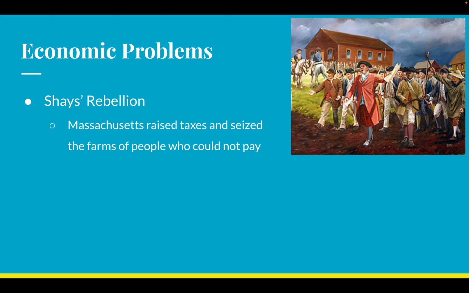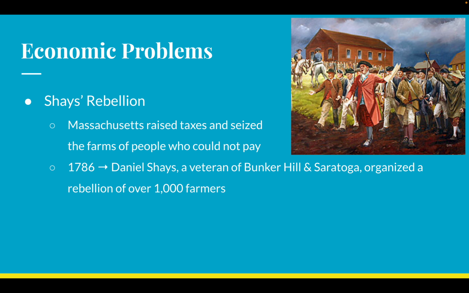And because this is incredibly difficult for them, they're going to start being very angry with the governments. A little bit ironic. We just fought a war to get rid of a bad government, and now we're sitting in a situation where some people still feel that we have a bad government. And this is where Daniel Shays comes in. Daniel Shays is a veteran of the Revolutionary War. He fought at Bunker Hill, and he fought at Saratoga. And in 1786, he's a farmer. And he is experiencing all those difficulties we just talked about.